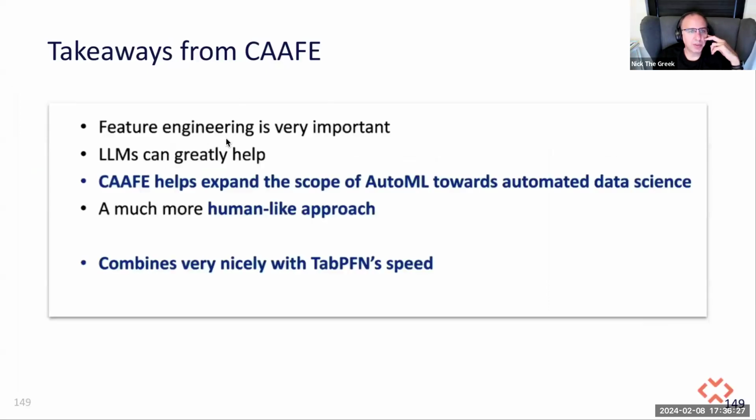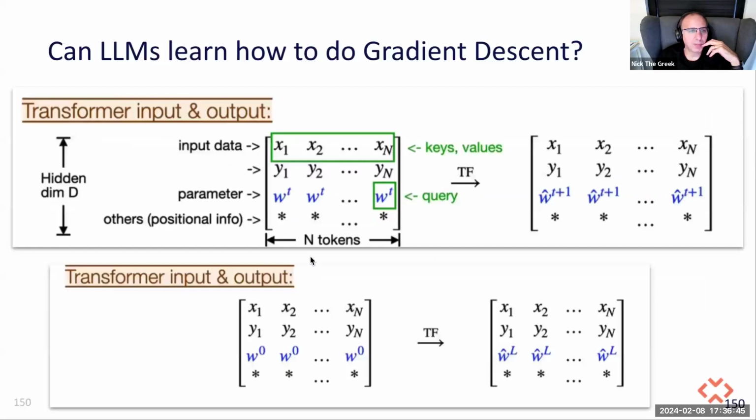So the takeaways from CAAFE: feature engineering is very important. LLMs can greatly help. CAAFE helps expand the scope of AutoML towards automated data science. It's much more of a human-like approach because you see what's happening and you get through the journey. And of course, they say it combines very nicely with TabPFN's speed.